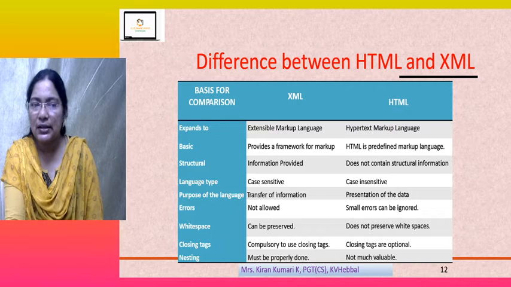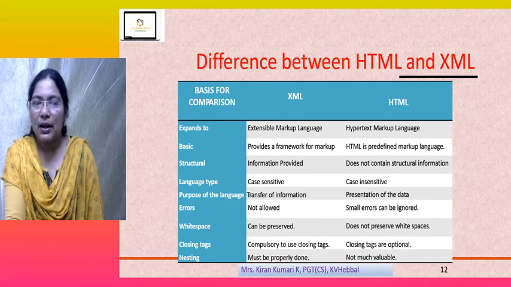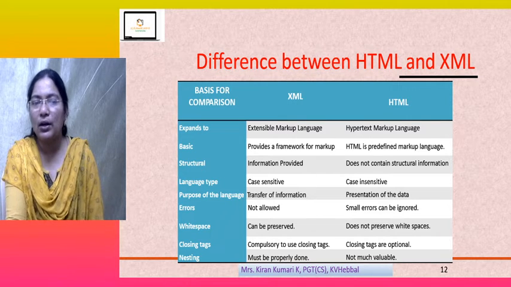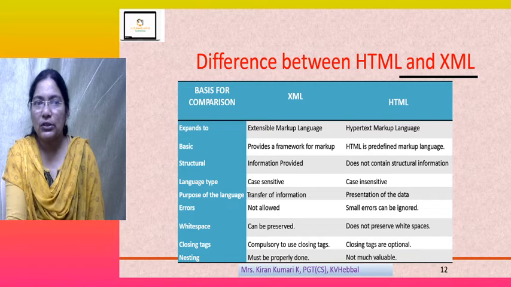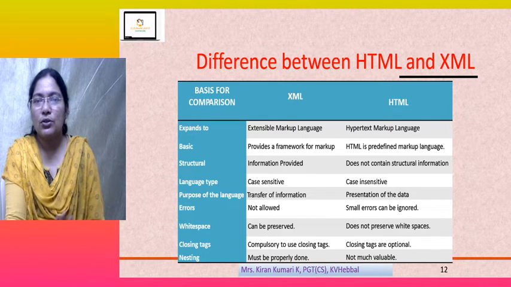See, in XML the closing tag is compulsory, but in HTML closing tags are optional. XML must be properly nested, but in HTML that is not so important. These are the basic differences between XML and HTML. Using XML you can create languages like HTML, but HTML is not generic. HTML is already predefined, and only those things we have to use, right?